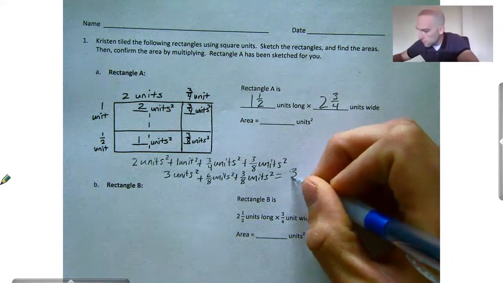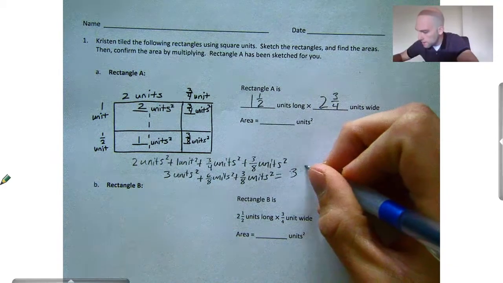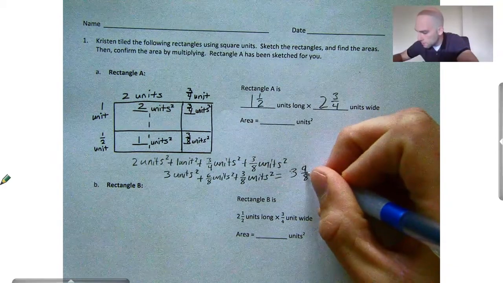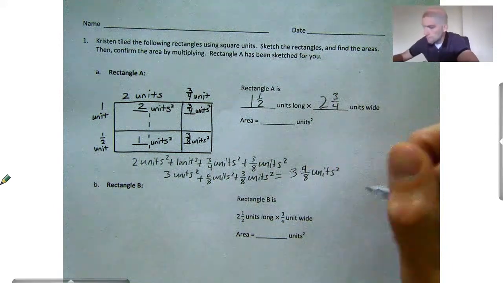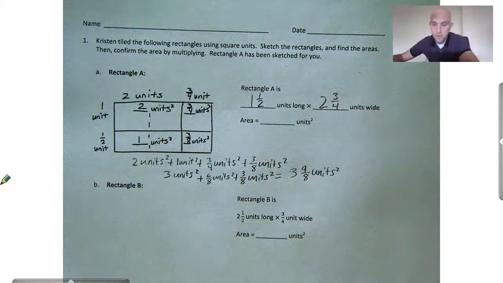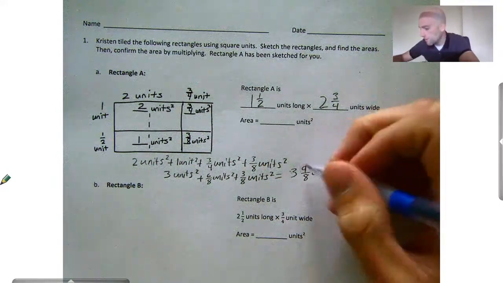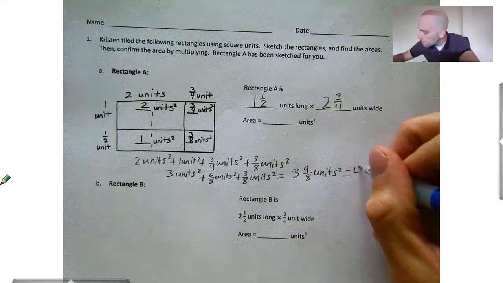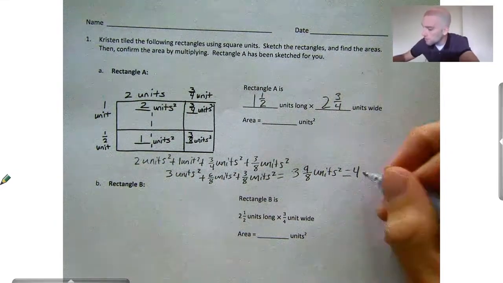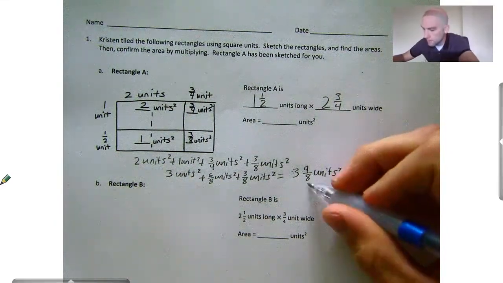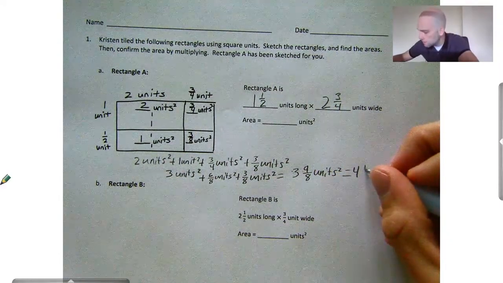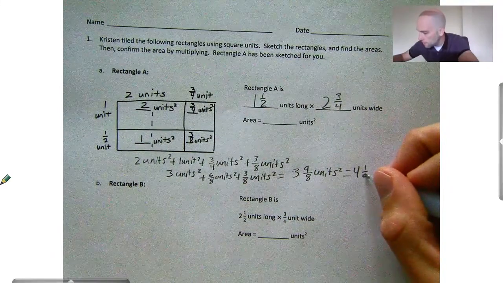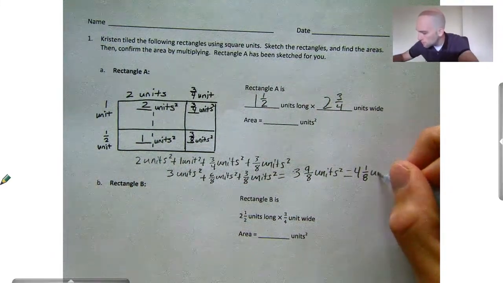Which will give us 3 9/8 square units. I can change that into 3 8/8 plus 1/8. 8/8 is 1, so it'll be 4 1/8 when I change that improper fraction into a mixed number. That 9/8 is going to turn into 1 1/8. So I'll have 4 1/8 square units.